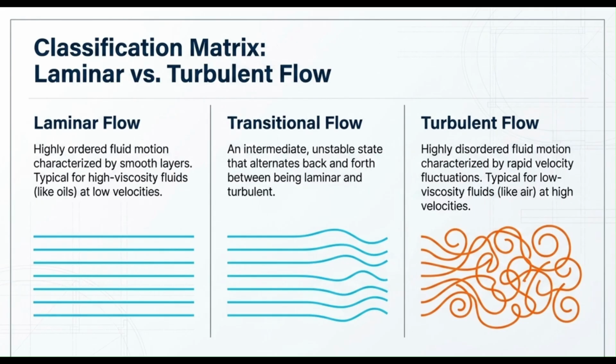Turbulent is highly disordered flow. It contains rapid velocity fluctuations, mixing, swirling. Most high-speed flows in engineering systems are turbulent. The distinction is extremely important because laminar and turbulent flows produce different pressure losses, heat transfer rates, drag forces, and mixing behavior.